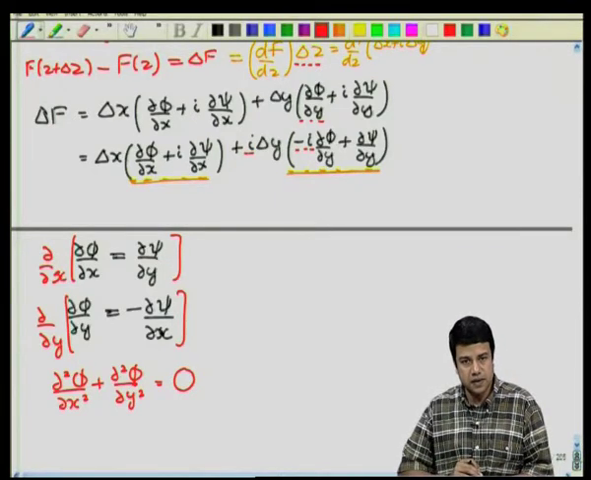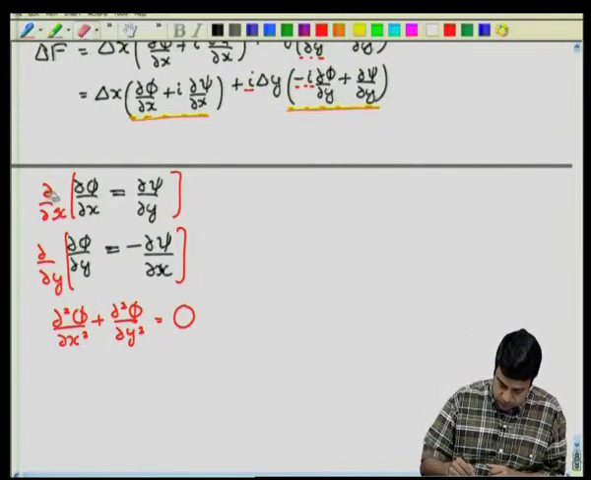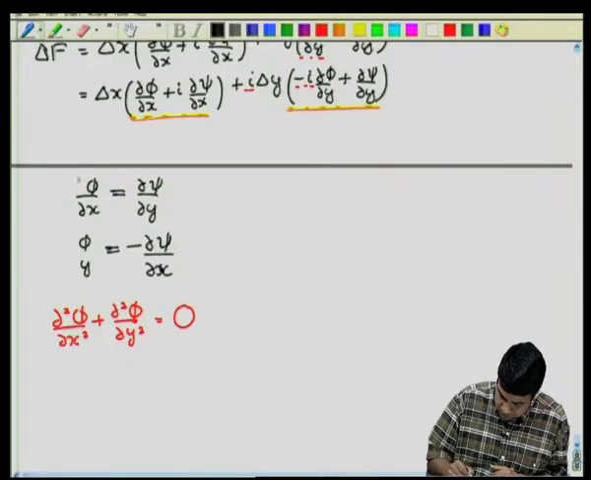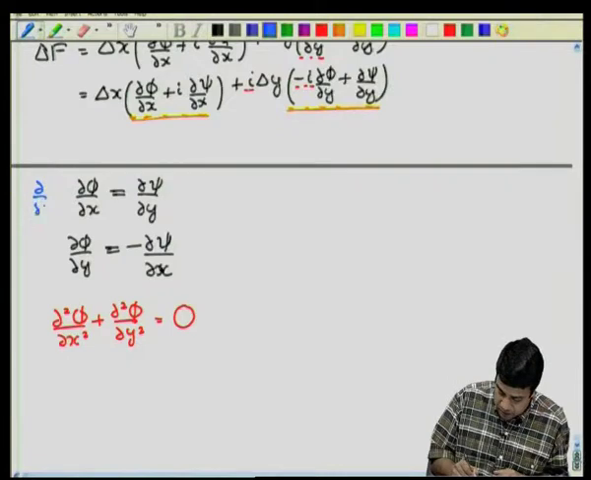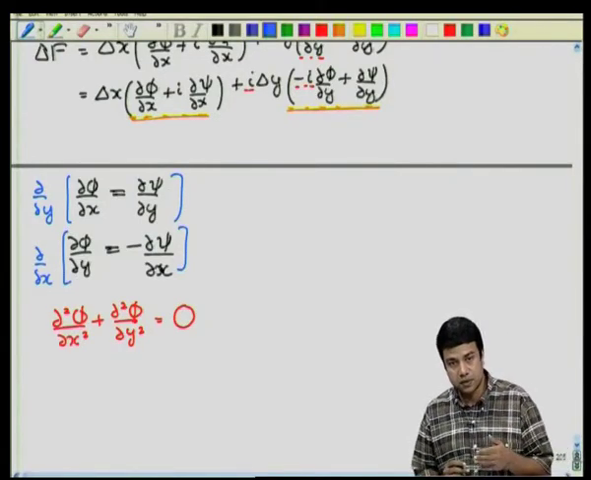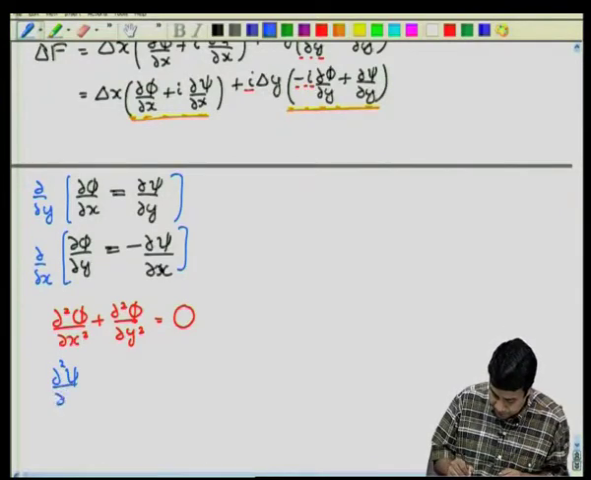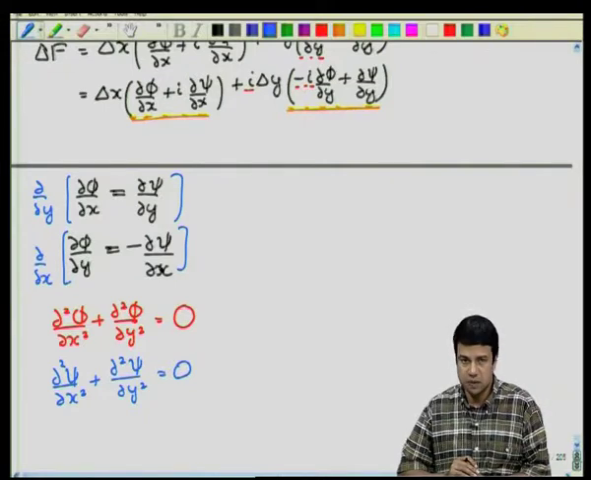So, this basically tells me that if a function is analytic, its real part identically satisfies the Laplace equation in this two-dimensional plane. I could do the other thing, that is I multiply this by partial y, this by partial x, and then subtract the 2. We subtract the lower one from the upper one. The second derivatives of phi will cancel out and I will be left with a Laplace equation for psi. So, to summarize, if a function is analytic, both its real and imaginary parts satisfy the Laplace equation.